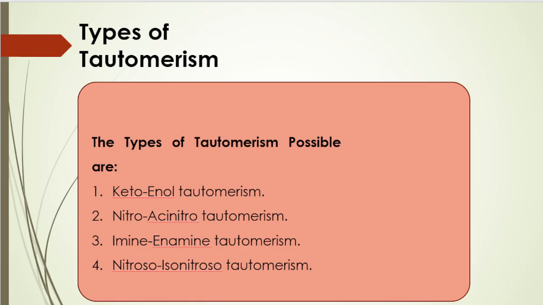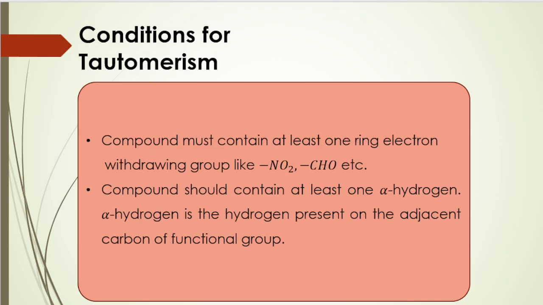Types of tautomerism. There are four different types: keto-enol tautomerism, nitro-acinitro tautomerism, imine and enamine tautomerism, nitroso and isonitroso tautomerism. Compounds must contain at least one ring electron withdrawing group like NO2 or CHO.